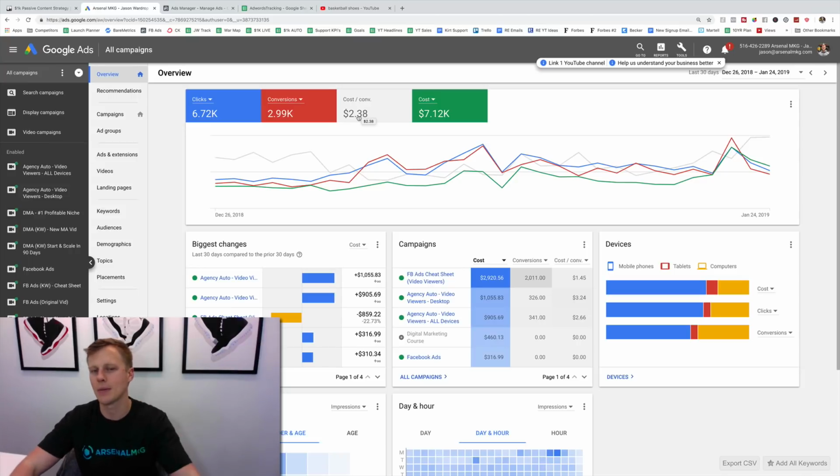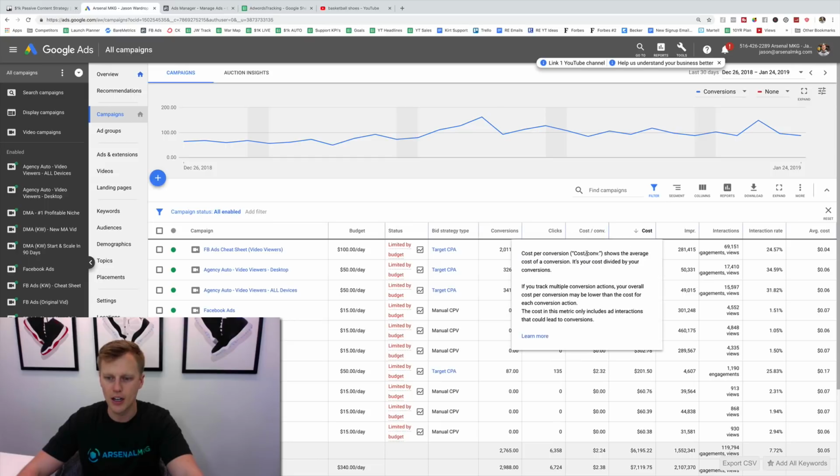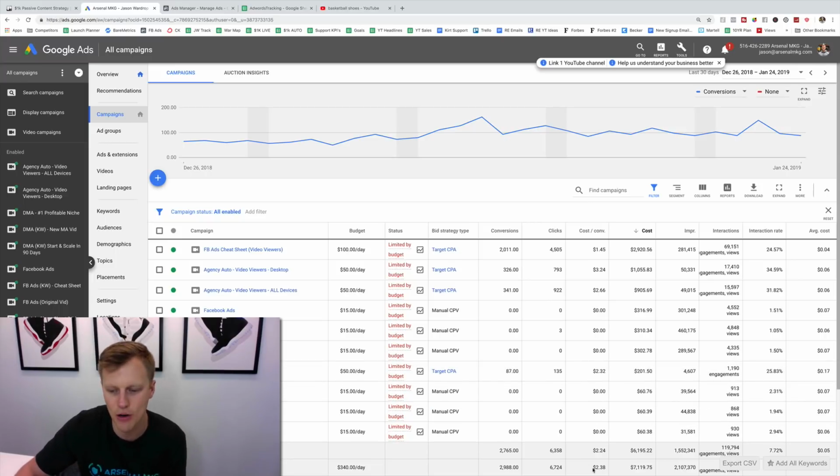That number's a little bit higher. That's probably sub $2 in all reality. If we come here and look at some of these campaigns, some of these are the cost per conversion right here. You can see those are not actually going after generating leads. So I'm spending money and it's not going for leads, which accounts into that whole $2.38 mark right there.